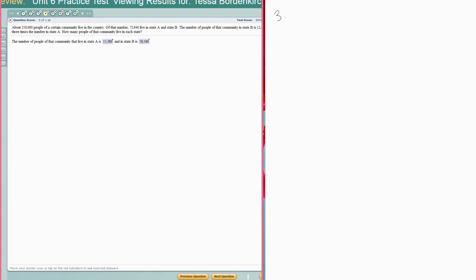Okay. Now, first of all, we're talking about people living in state A and state B, so don't let that confuse you. Think of it like it was Michigan and Ohio. So we have state A and state B. Now, the 250,000 people doesn't even matter in this problem at all. The first part that we want to look at is, it says, of that number, 73,940 live in state A and B.